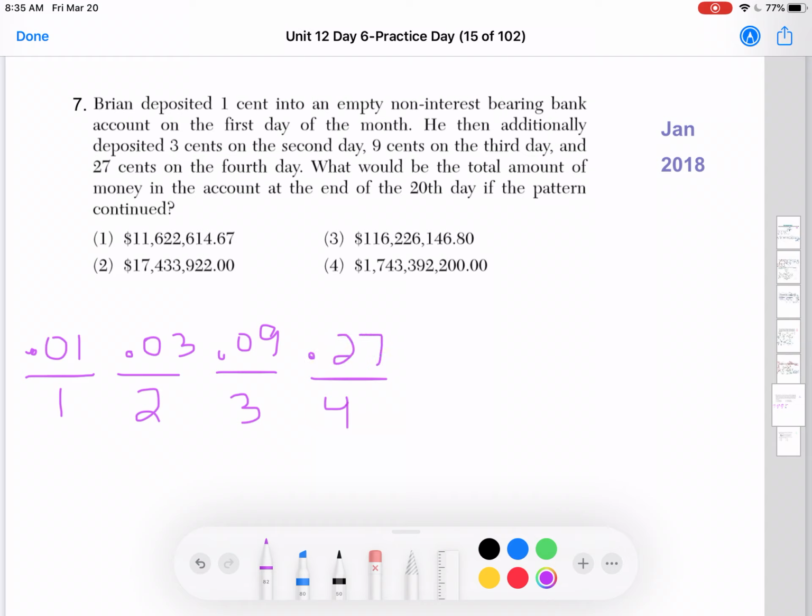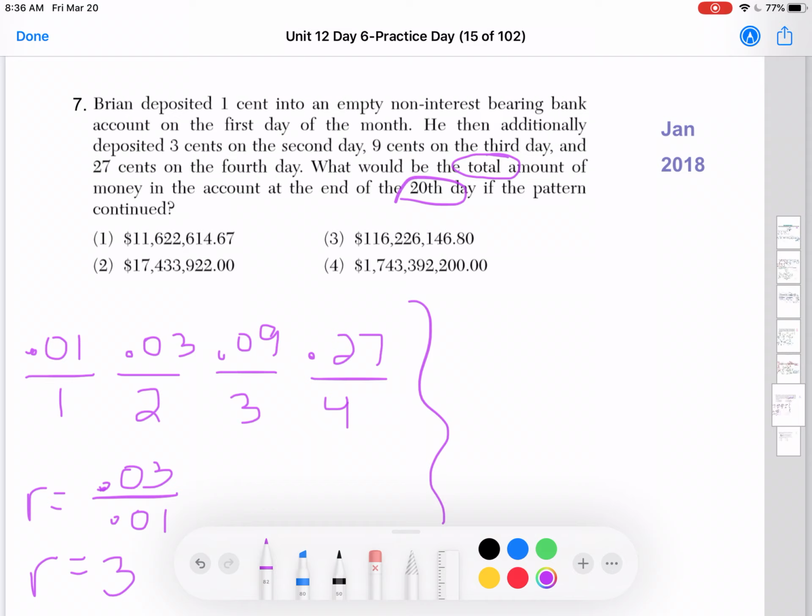What would be the total amount of money? All right, so total again, that we would have on the 20th day. So you don't want to sit there and keep going until you get to the 20th day. So let's find the common ratio. Second divided by first. The common ratio is 3.